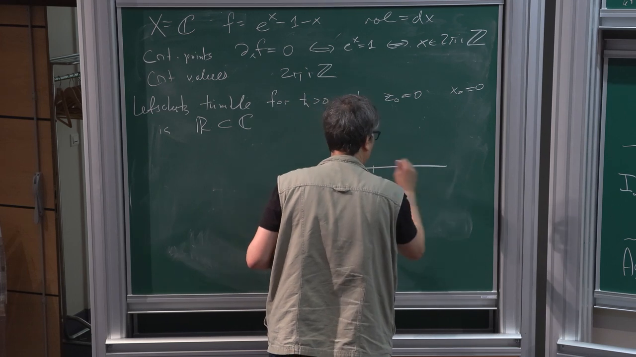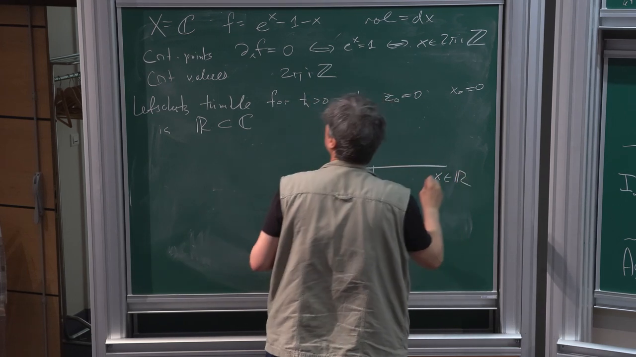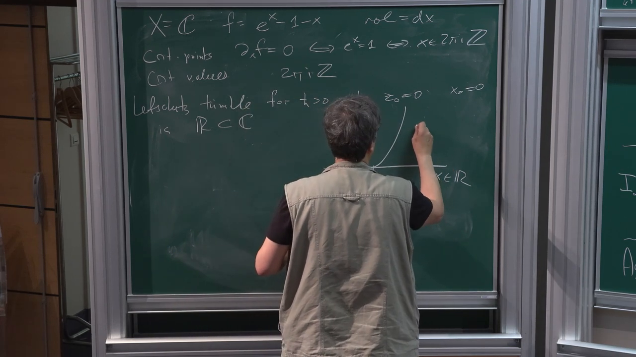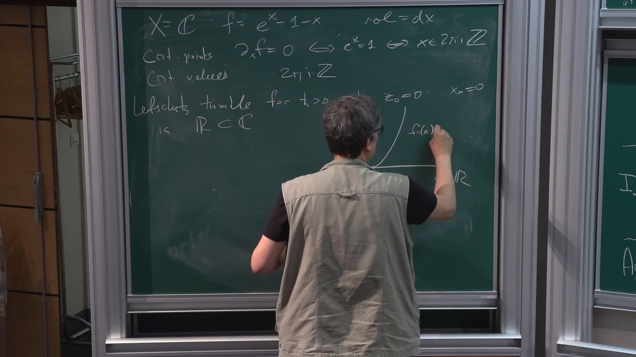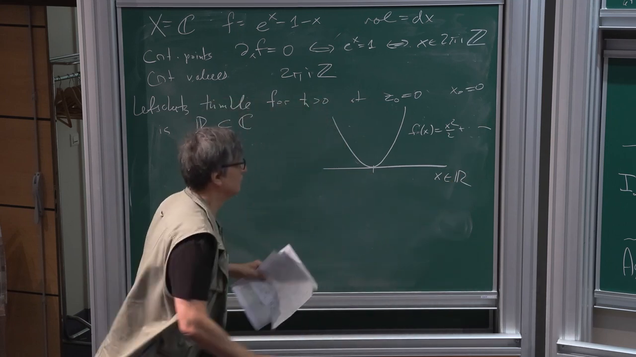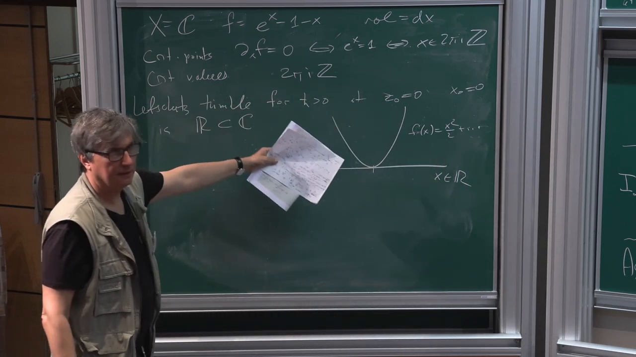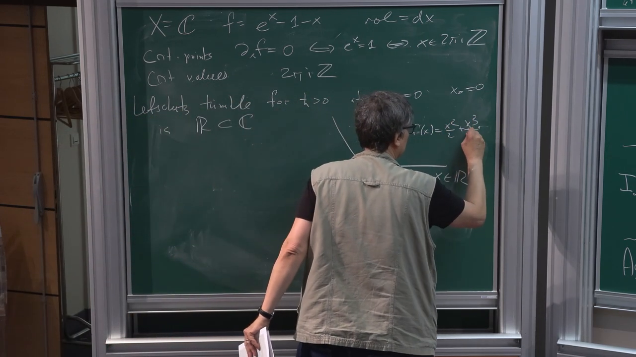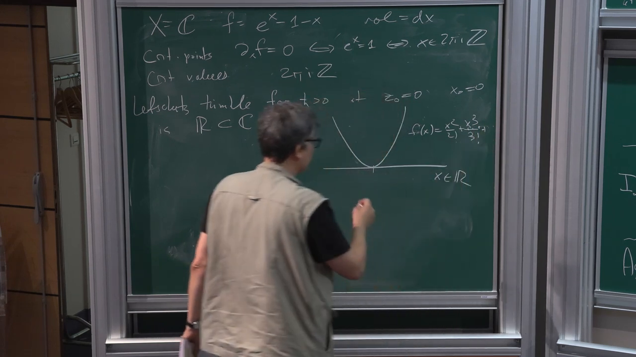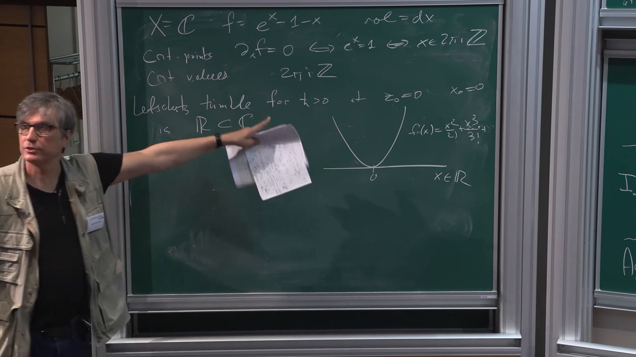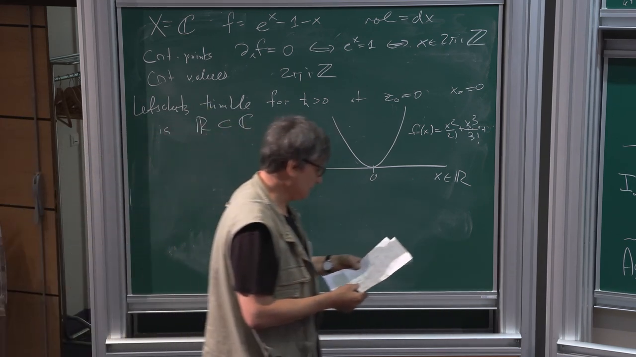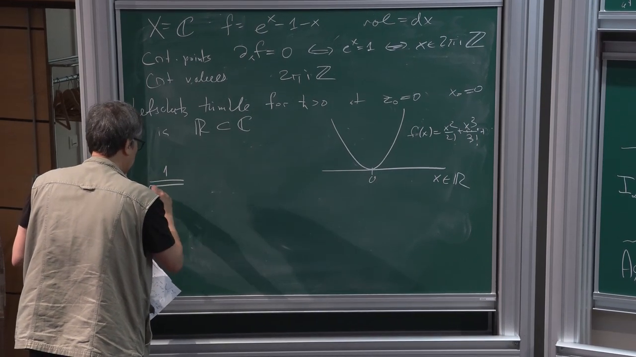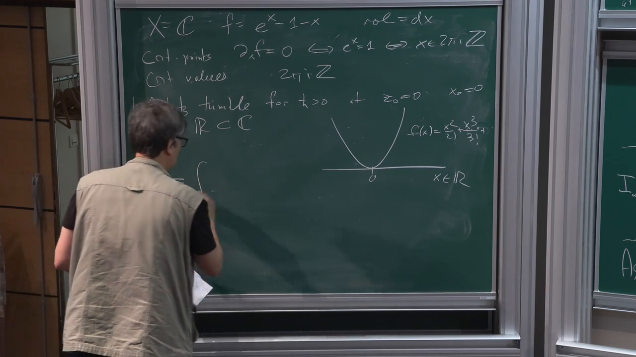And if you draw a function f of x on R, it's f of x equal to x squared over 2 plus higher terms. Take the exponent, remove the first two terms. Maybe you can write x cubed over 6, 3 factorial, plus. So it has a minimum at x equal to 0 and goes to plus infinity. And then this integral is very well convergent. So we have the integral. Now let's calculate this integral over R.